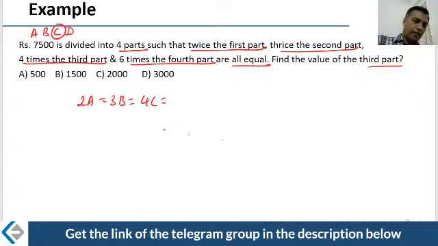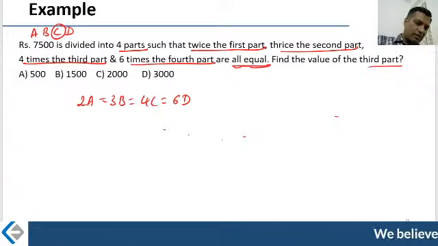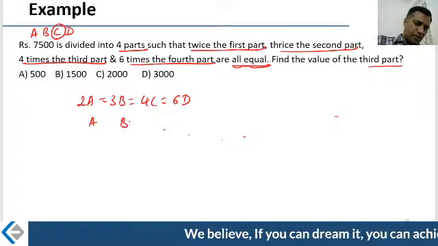Six times the fourth part, 6D. Now he says that they are all equal. I already put the equal to sign there. Therefore, what would be the ratio of ABCD?